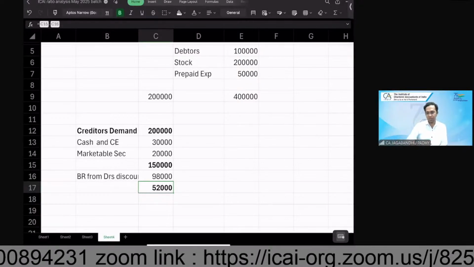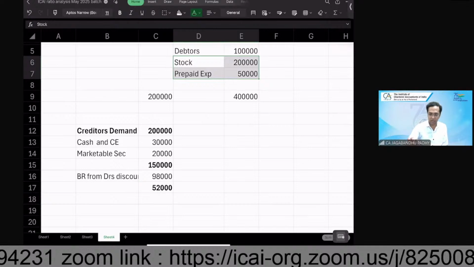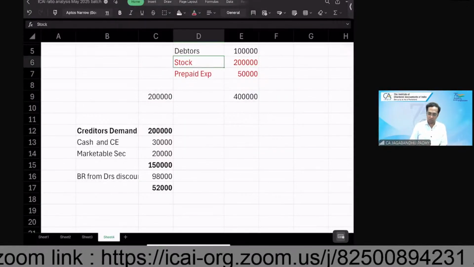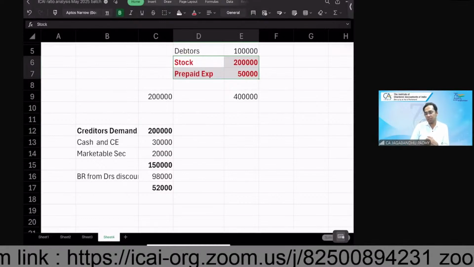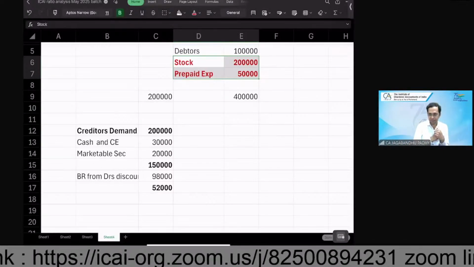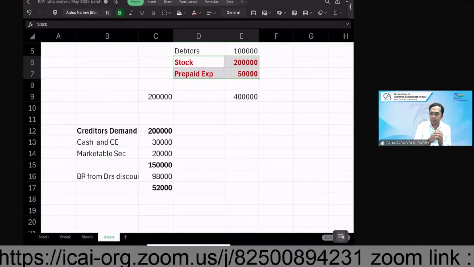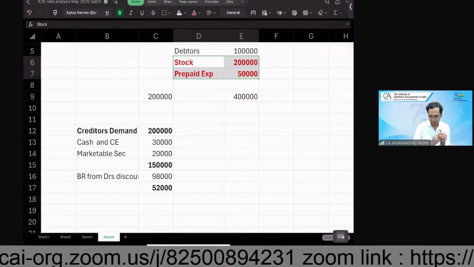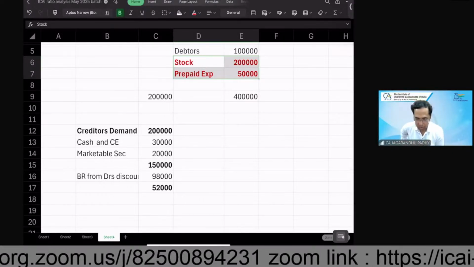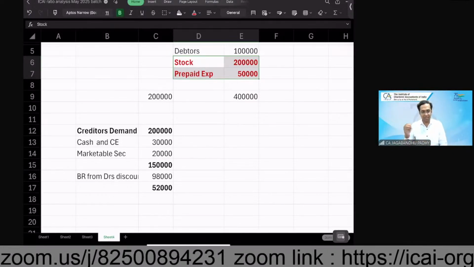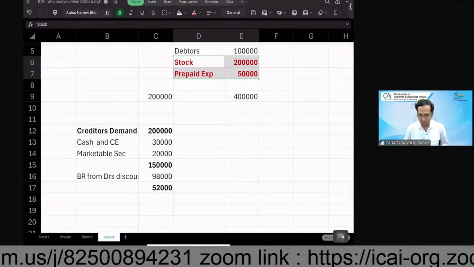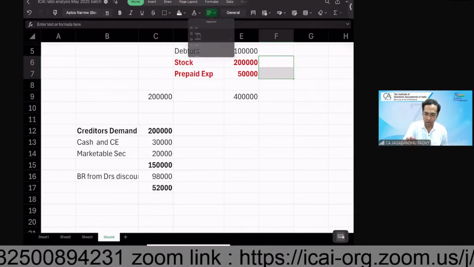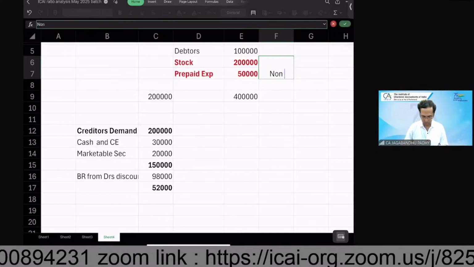So what we mean is, these two items in our current assets are essentially current assets, agreed, but they don't function like current assets. They don't carry out their functions like current assets because they are not easily liquidated. I cannot sell these items in the market easily and get the money. And therefore, these two assets are called non-quick assets.